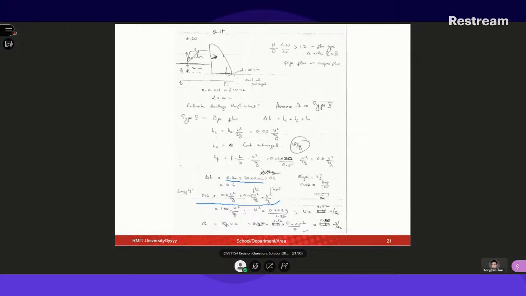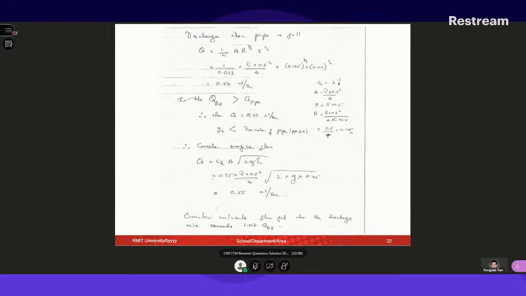Actually, this one is also based on the Bernoulli equation. You can go back to the Bernoulli equation to find out these relations. So this is the head loss. Finally, we can get the velocity, that's 2.5. So we can get the Q. The Q is 0.5 cubic meter per second, I think.